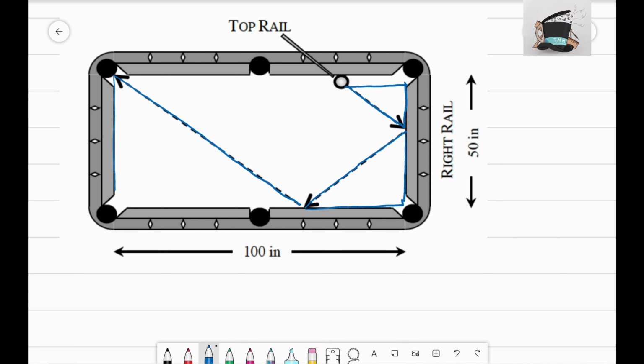Now these triangles do have a lot of things in common. One of the things is that these are all right triangles. Okay, hopefully we can see that this angle here would be a right angle. This angle here would be a right angle, and this angle here would be a right angle.